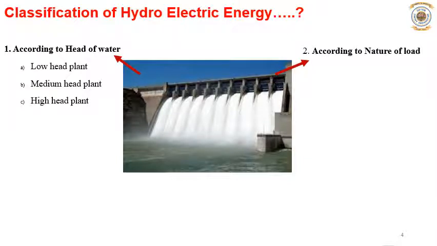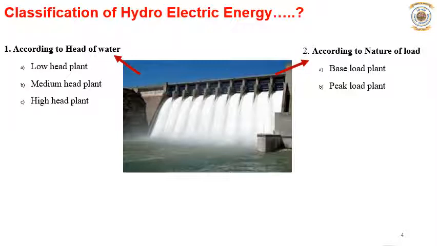Next, according to the nature of load, these plants are classified as base load plant and peak load plant. Base load plants are required to supply constant power to the grid. They run continuously without any interruption and are mostly remote controlled. They produce power continuously and supply it to the grid.